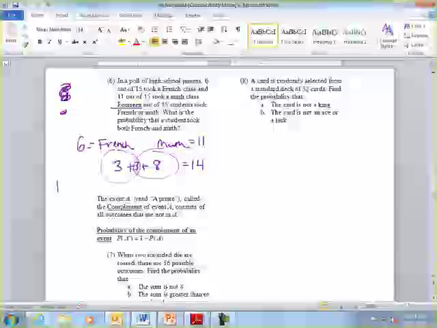So altogether, 15 kids were surveyed. 14 of them took at least French or math. Some of them, 3 of them in fact, took both. So the question then asks, what is the probability the student took French and math? And so there are 3 of them out of all 15 that were surveyed. So 1/5 when we reduce that down.